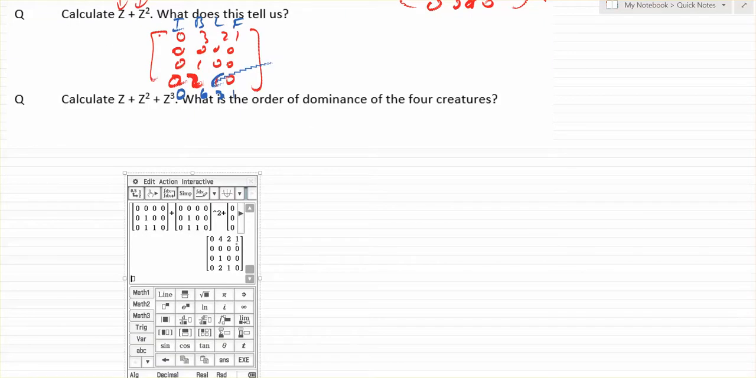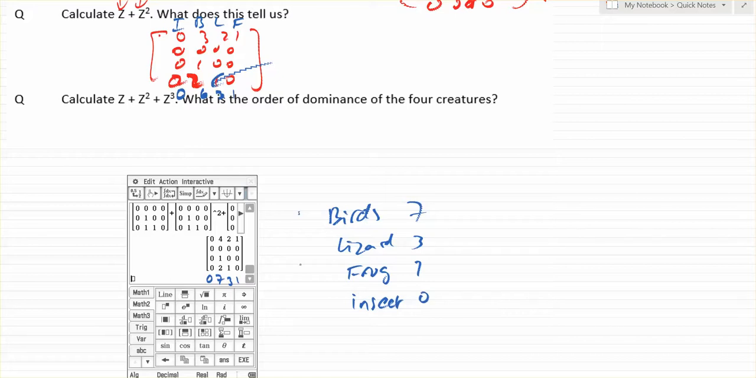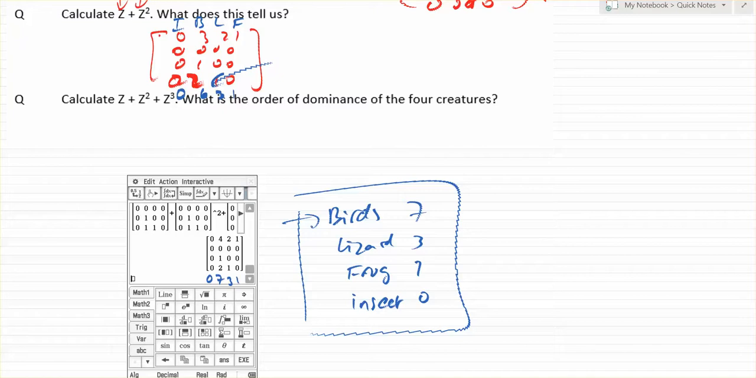What is the order of dominance of the 4 creatures? We get 0, 7, 3, 1. So birds, 7. Then lizards, 3. Frogs, 1. Insects, 0. So in terms of order of dominance, birds are the top dog in this case.